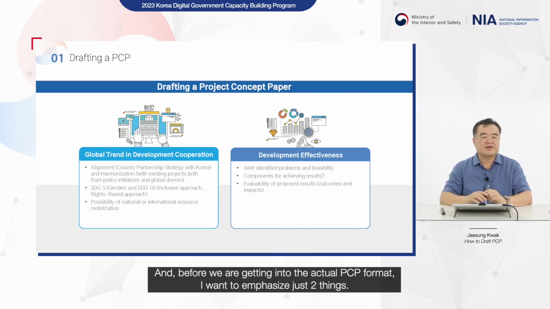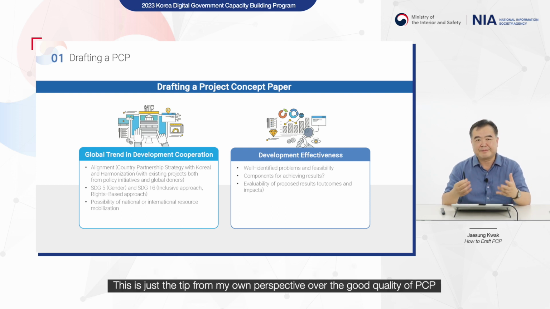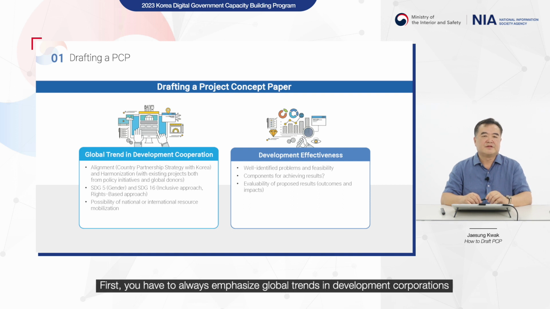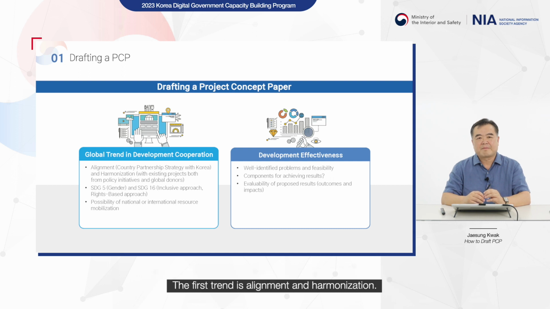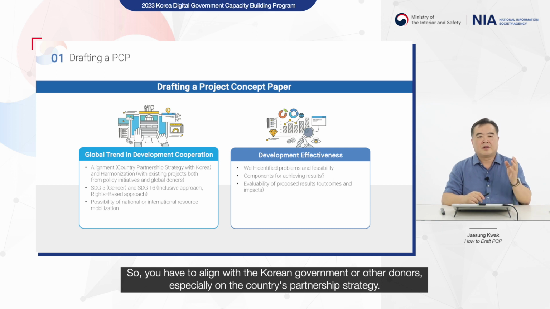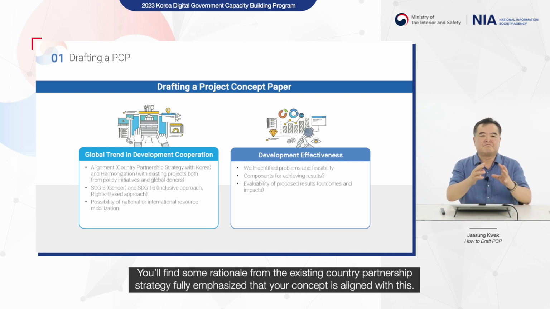Before we get into the actual PCP format, I want to emphasize just 2 things. This is just a tip from my own perspective on a good quality PCP. First, you always have to emphasize the global trend in development cooperation and show that you are catching up with the current trend. This is not just a freestanding concept. The first trend is alignment and harmonization. So you have to align with the Korean government or other donors, especially on the country partnership strategy. You find some rationale from the existing country partnership strategy and fully emphasize that your concept is aligned with this.